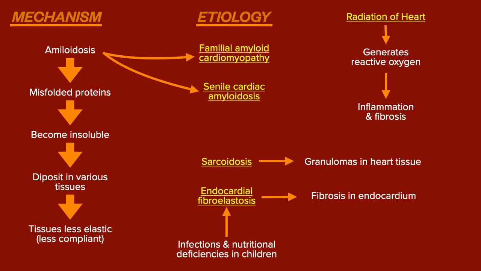Endocardial fibroelastosis happens most often in children and is thought to be caused by a variety of diseases and stresses such as infections and nutritional deficiencies. And finally, radiation of the heart tissue can also lead to restrictive cardiomyopathy, and it's thought to happen because radiation generates reactive oxygen species in the tissue, and over time this leads to inflammation and causes myocardial fibrosis, which makes the tissue stiffer and more restrictive.